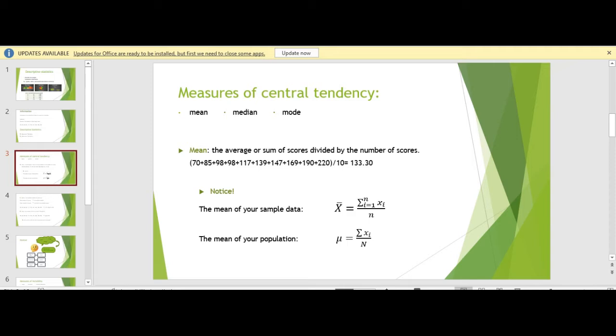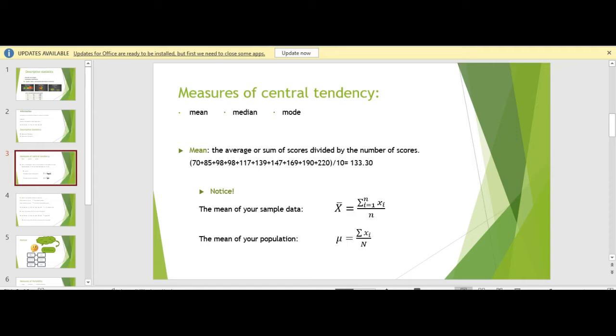We should notice that we have two types of means. First one is the mean of your sample data, and it's equal with sum of your sample data divided by the number of data items in your sample. And we show it by this notation. And the other one is the mean of your population. So be careful not to confuse them.